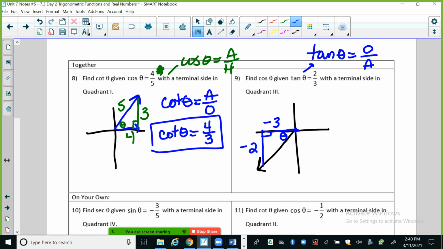Now, this is not a triple, so I have to do Pythagorean theorem to find my hypotenuse. So -2 squared plus -3 squared equals my hypotenuse squared. That's 4 plus 9 equals c squared. So 13 equals c squared. So my hypotenuse is the square root of 13.